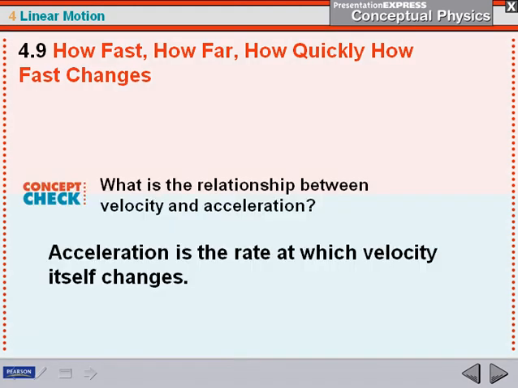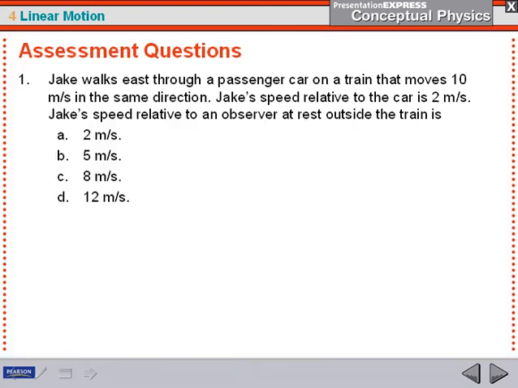So what is the relationship between velocity and acceleration? Acceleration is the rate at which velocity itself changes. And now onto the quiz.